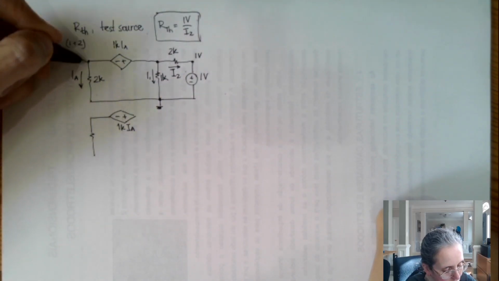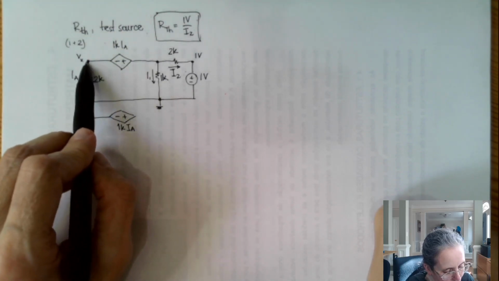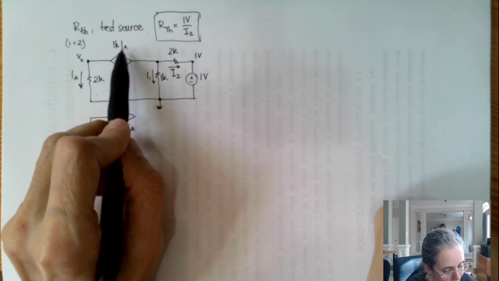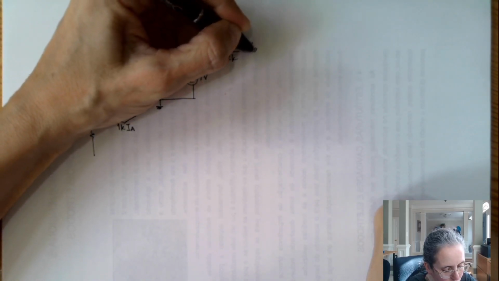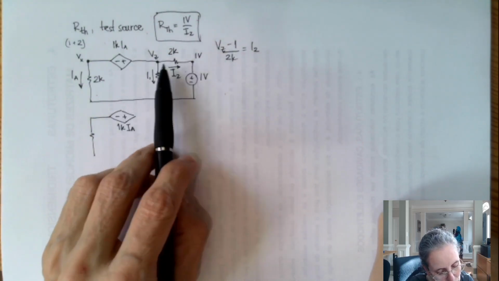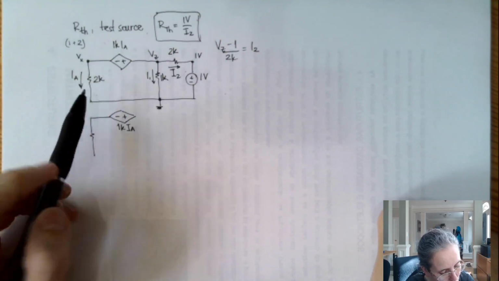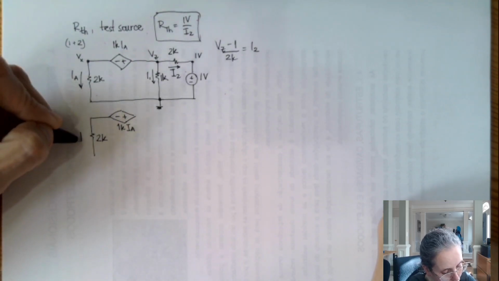So here's my idea. If I find IA, I'm gonna find this voltage here. I'm gonna select this as ground. This is 1 volt. If I find IA, I'm gonna find this voltage here, Vx. If I find Vx, I'm going to also multiply IA by 1000 and find this Vz here. Once I find Vz, I'm going to say Vz minus 1 divided by 2K is I2. So in the end, I'm going to use Ohm's law. But really, this all depends on me finding IA.